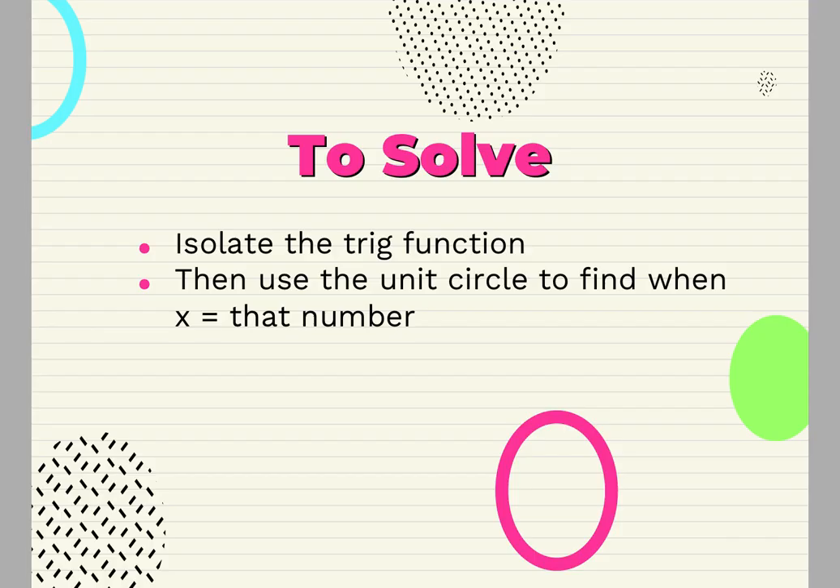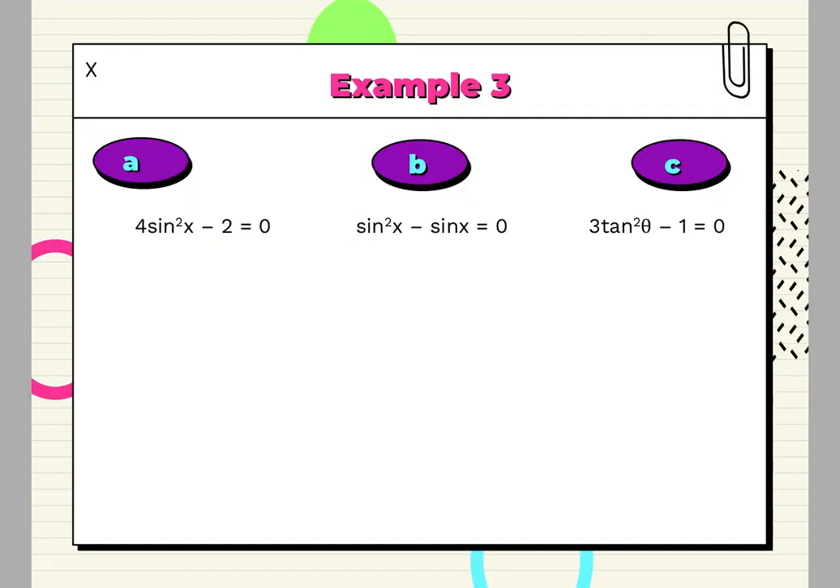All right, so now we're going to take it a step further, and we're going to have to solve. We're going to have to do some work on the front end. The goal is to isolate the trig function. So we solve it just like it's an equation. We would subtract or divide whatever it is to isolate your trig function. And then we'll use that unit circle to figure out where that value is, just like we did before. So again, notice there is no interval on this, which means we're going to have to add for sine and cosine, we're going to add 2n pi. And for tangent, we're going to add n pi.